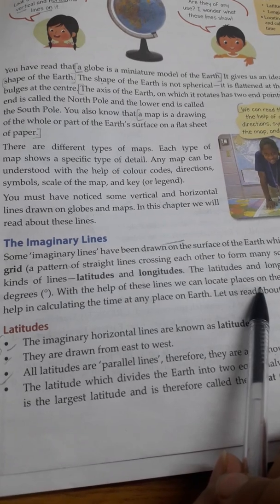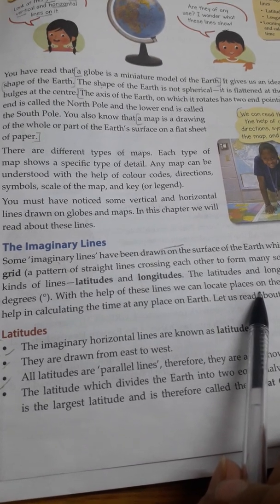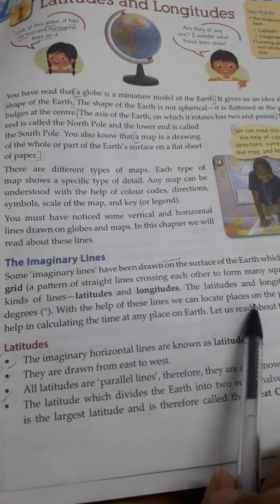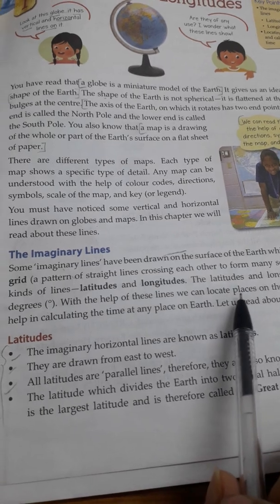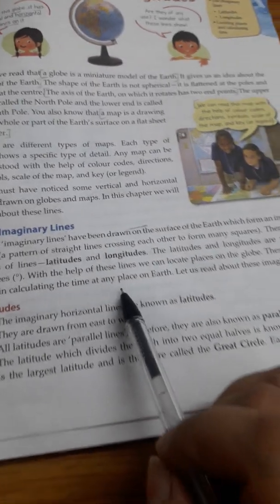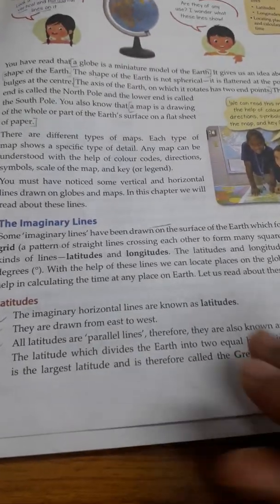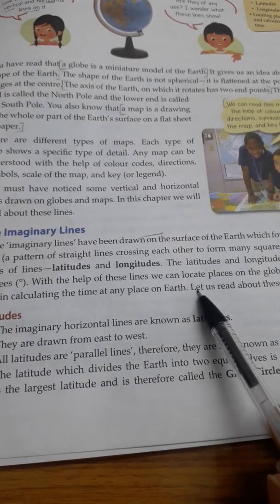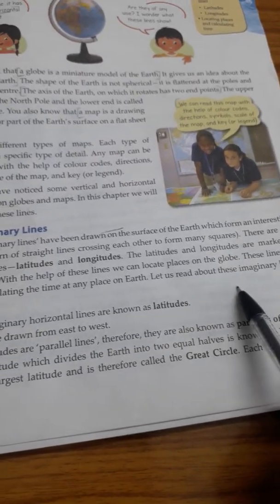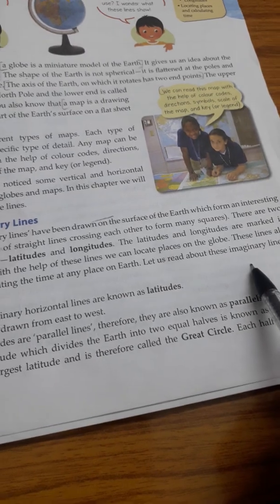Why are we using these lines? Why are we using imaginary lines? We are using imaginary lines to locate the places on the globe. These help in calculating the time and place on earth. Let us read about these imaginary lines.